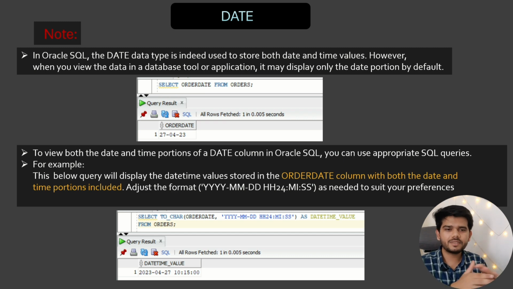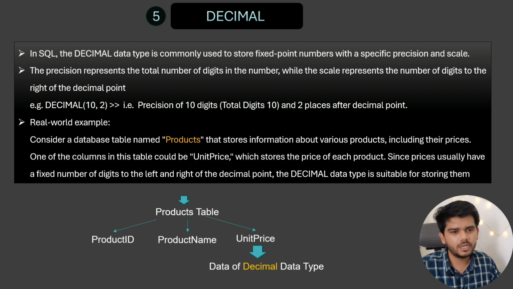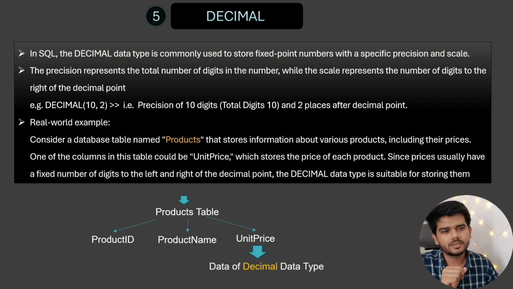So now we have the fifth data type, that is the decimal data type. In SQL, the decimal data type is commonly used to store fixed point numbers with a specific precision and scale. The precision represents the total number of digits in the number, while the scale represents the number of digits to the right of the decimal place.